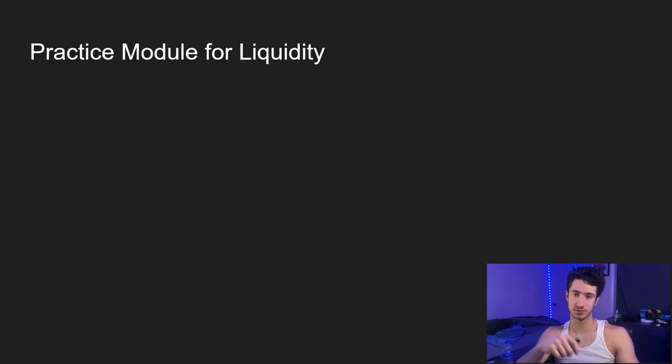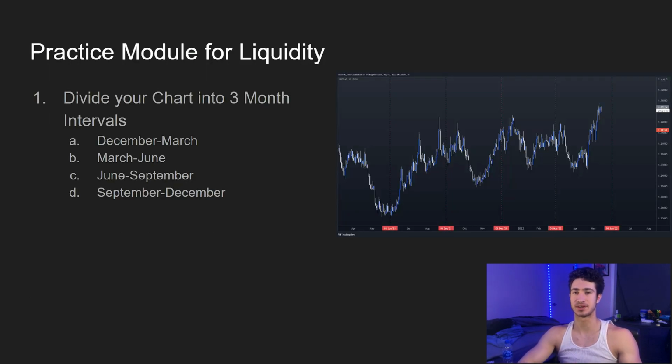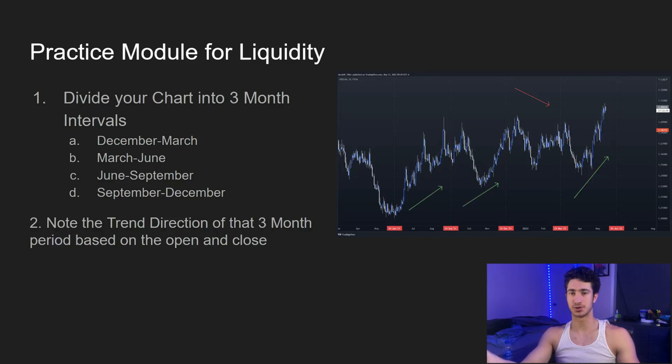So here's a practice module for liquidity. Divide your chart into 3-month intervals. So from December to March, March to June, June to September, and September to December, like I've shown here. Note the trend direction of that 3-month interval. Here, the first quarter is up, the second is up, the third is lower, and then the fourth is higher. And this can be used like the open and close of that time period.